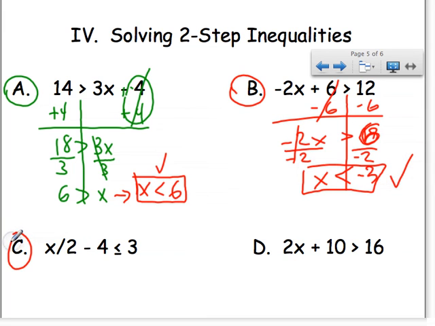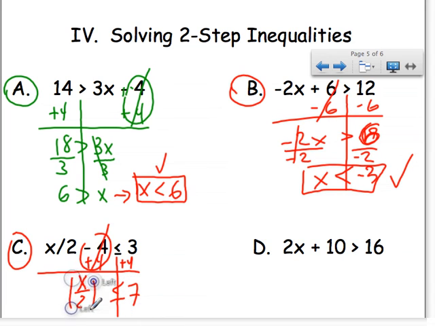Next, C, x divided by 2 minus 4 is less than or equal to 3. Draw a line down where the inequality sign is. You need to add 4. Add 4 to cancel the constant. You have x divided by 2 is less than or equal to 7. Cancel the coefficient by multiplying by 2. Since it's a positive number, the coefficients cancel and x is less than or equal to, the sign stays the same, 14.